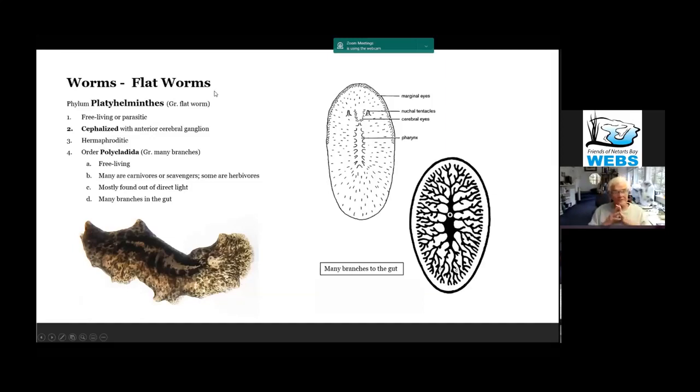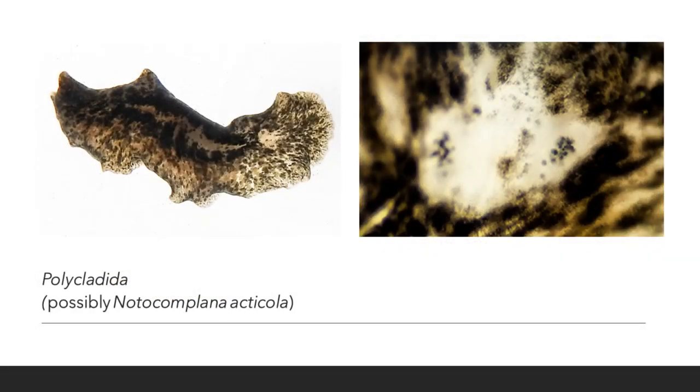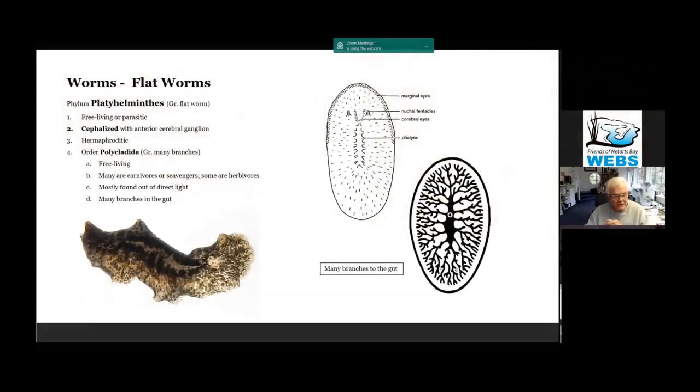Okay, this is the last of the worms. This is the flatworms, the Platyhelminthes, which in Greek means flat worms. Now this phylum includes flukes like liver flukes, parasitic worms, tapeworms, and so on. But there are some free-living varieties, and the one we have here we'll find in the intertidal areas. This polyclad, which means many branches, has a gut that has lots of branches to it. It's free-living. It can be either a scavenger, carnivore, or it may eat plants. Usually it's found under things. It doesn't like direct sunlight, but you'll find this flat thing just gently crawling along surfaces.